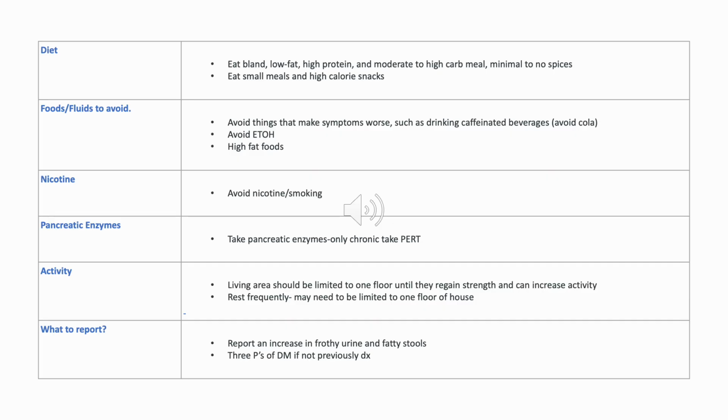And then with what to report, you have to teach your patients to report an increase in frothy urine and fatty stools, because that means biliary obstruction. Of course, if they have jaundice, they would report that too, and teach them about the 3 Ps of diabetes if they previously were not diagnosed with that.